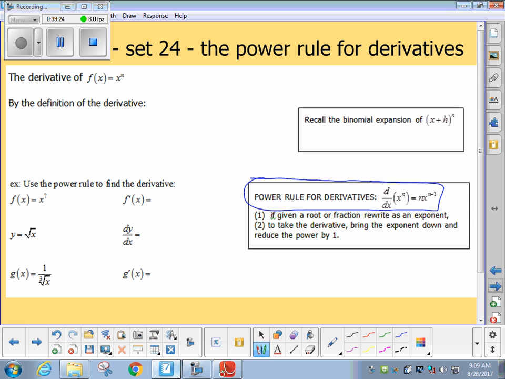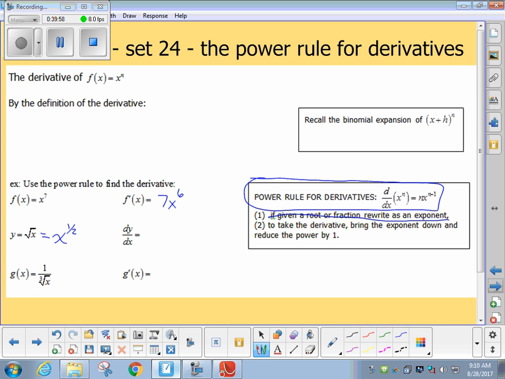Obviously, when you take a derivative on x to the 7th, it's easy. The derivative is 7x to the 6th. Isn't that way better than doing the definition of the derivative? Yes, it is. But it's also important that you recognize that this is applicable to roots and fractions. For example, the square root of x is the same as x to a power. X to what power? 1/2. If you rewrite first, if you're given a root or a fraction, you rewrite it as an exponent, then the power rule can be used.